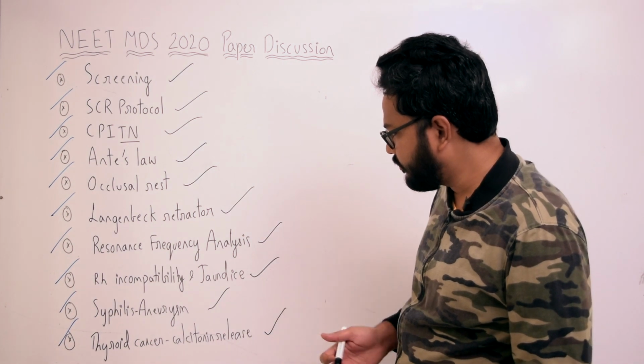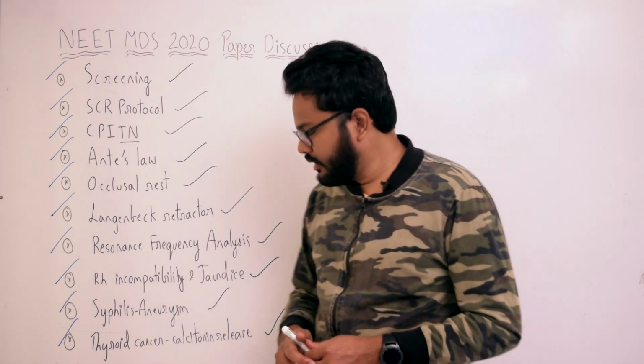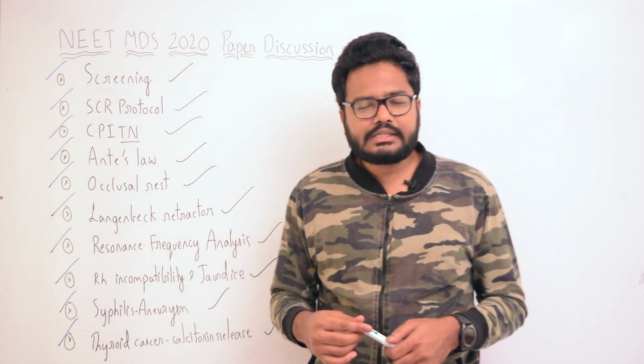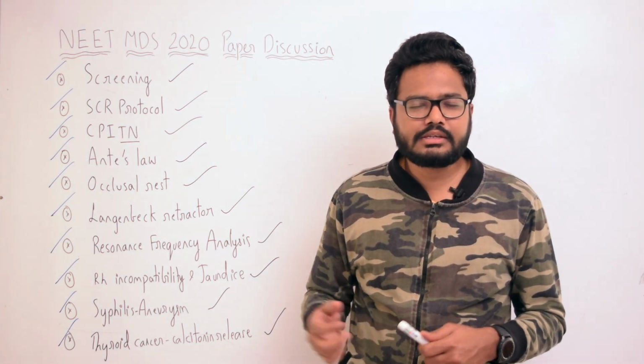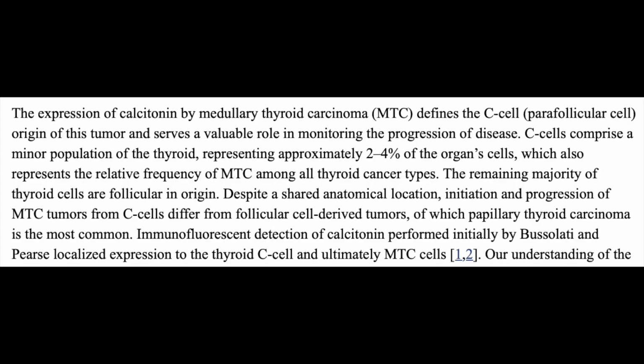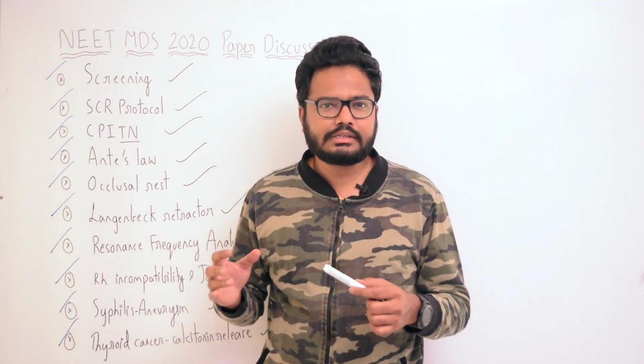Now let's move on to the final topic, thyroid cancer. Which of the following thyroid cancers is associated with increased calcitonin release? It is medullary carcinoma. The expression of calcitonin by medullary thyroid carcinoma defines the C-cell origin of this tumor and serves a valuable role in monitoring the progression of disease. As you know, C-cells are parafollicular cells which comprise around 2 to 4% of the organ's cells, right?